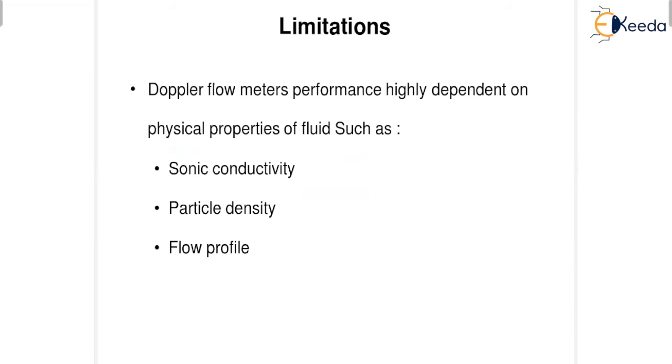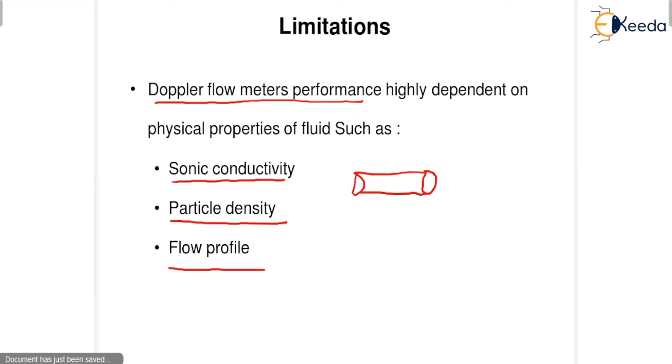Now the limitations of Doppler flow meters. The performance highly depends on the physical properties, such as the sonic conductivity, meaning the ultrasonic signal we send through the pipe, the particle density, meaning what impure particles are suspended in the liquid, and the flow profile through the pipe. Sonic conductivity means the signal flowing inside, the particles and their densities, and the flow profile, how the liquid is flowing inside, my dear students. With that we have completed this particular method.